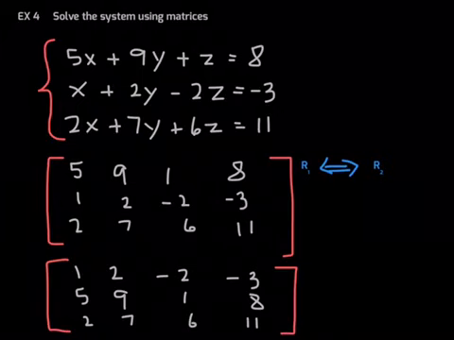I can get a 0 where the 5 is if I multiply row 1 by -5 and add it to row 2, then this will be a 0. Simultaneously, I can get a 0 where the 2 is if I multiply row 1 by -2 and add it to row number 3. So I'm going to get a 0 in both of these entries at the same time. I'm going to do that by adding a multiple of row 1 to row 2, and then adding a multiple of row 1 to row 3 as well.